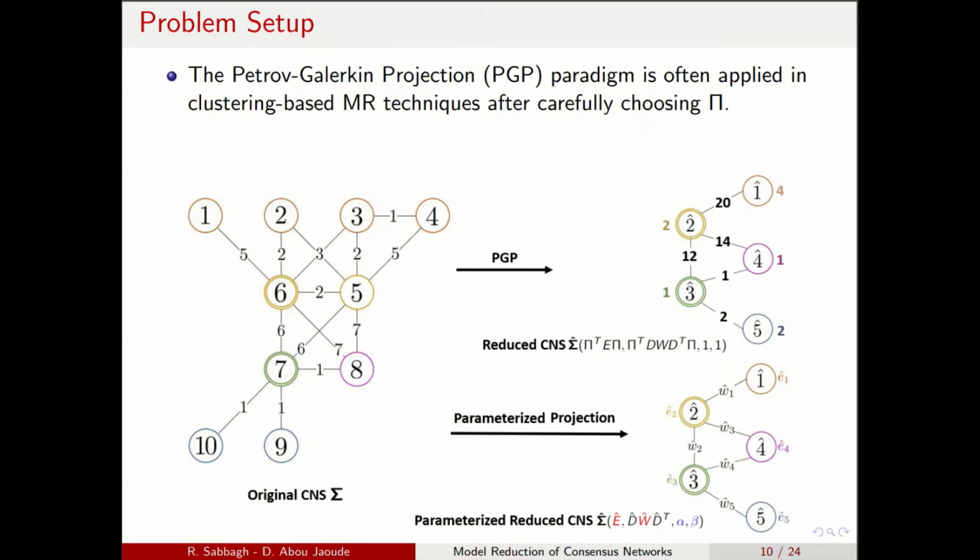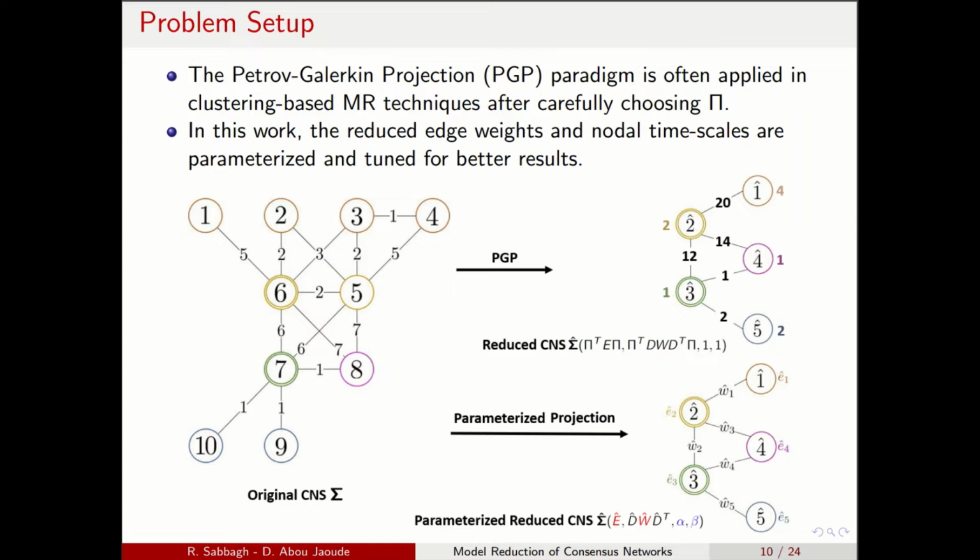For example, the projection in the Petrov-Galerkin projection paradigm would result in fixed reduced nodal timescales and edge weights, set equal to the timescales and edge weights that were clustered together in the original system. Whereas in our work, the reduced edge weights and nodal timescales are parameterized and will be tuned, as shown in the bottom figure on the right.